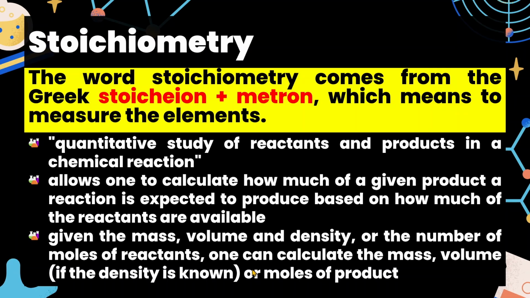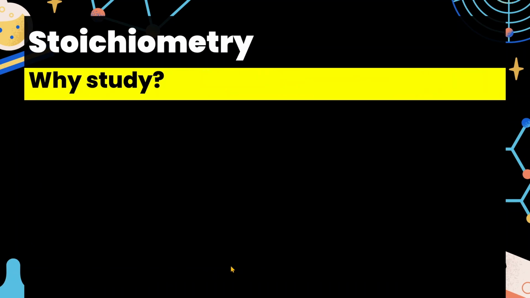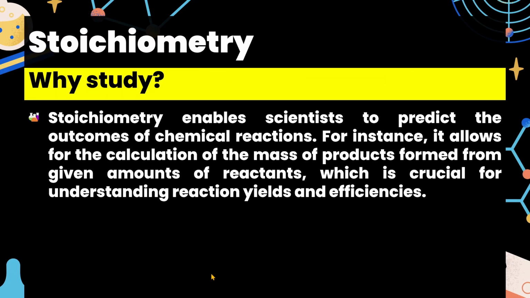This is just like in cooking. So parang cooking lang ito. Kung alam mo yung ilang cups of flour and sugar ang gagamitin mo, malalaman mo rin kung ilang cookies ang pwedeng mabuo. That's the same idea in chemistry. Okay? Kaya it's very important, mahalaga sa chemistry kasi stoichiometry ito yung nagbibigay sa atin ng exact proportions para maging tama ang chemical reaction. So why do we study stoichiometry?